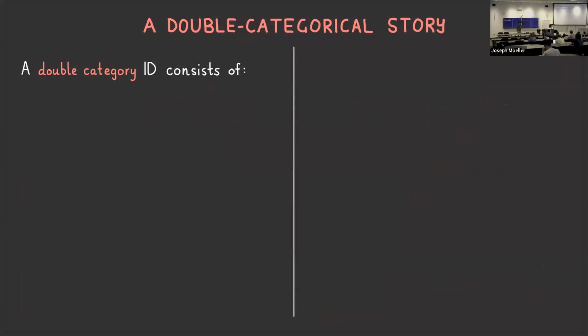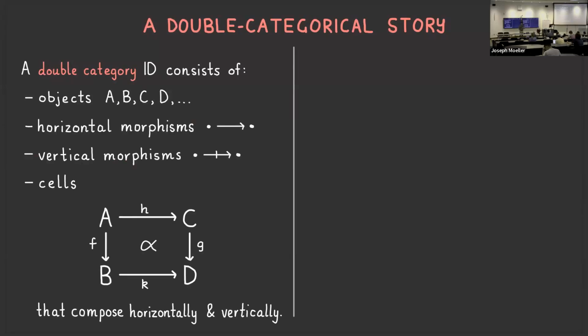We had a tutorial yesterday about double categories, so I thought I'd just put this in here in case people are interested. So if you were at that tutorial, you'll know that a double category is a two-dimensional categorical structure. It has four things. It has objects, it has morphisms in a horizontal direction, it has morphisms in a vertical direction, and it has some kind of cells. And all of this data composes horizontally and vertically.